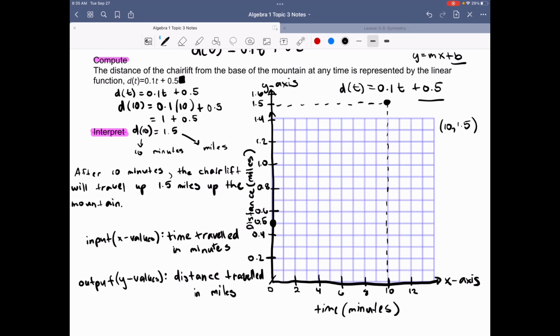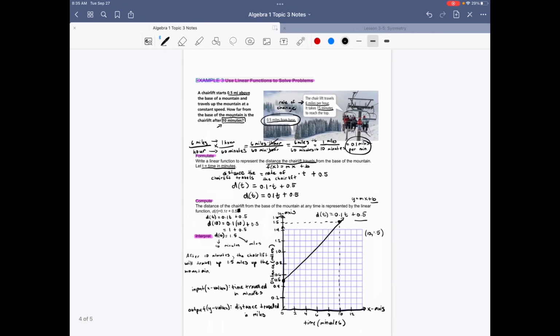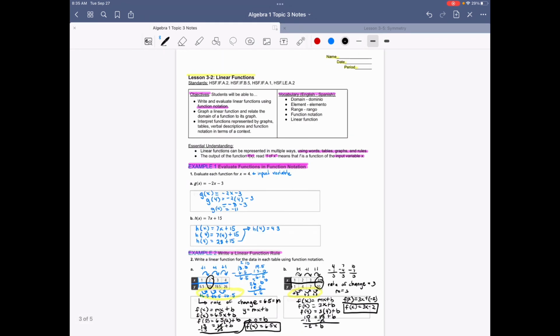And with these two points, we can finally draw a line through these two. And that is how we can represent our linear function into a graph. And this concludes our lesson for 3-2 linear functions.